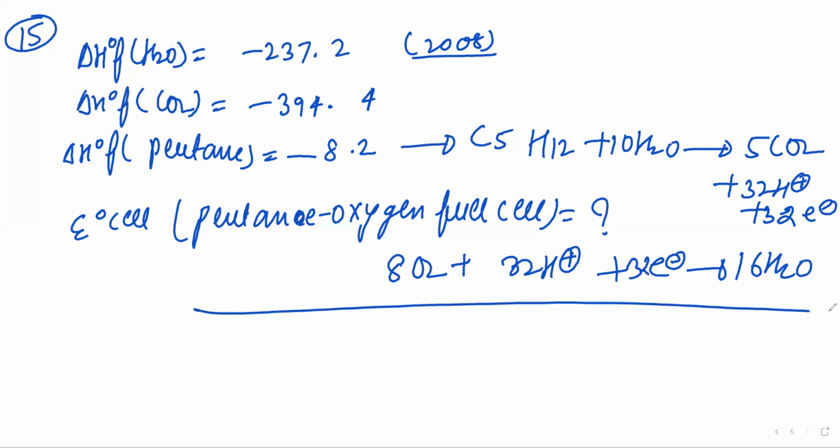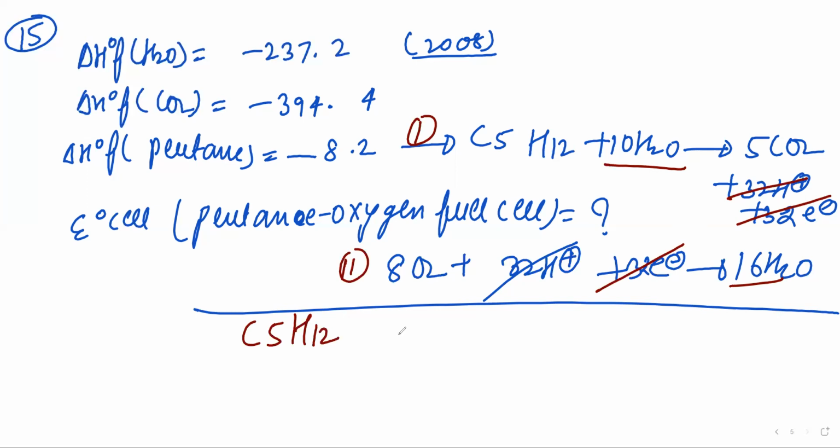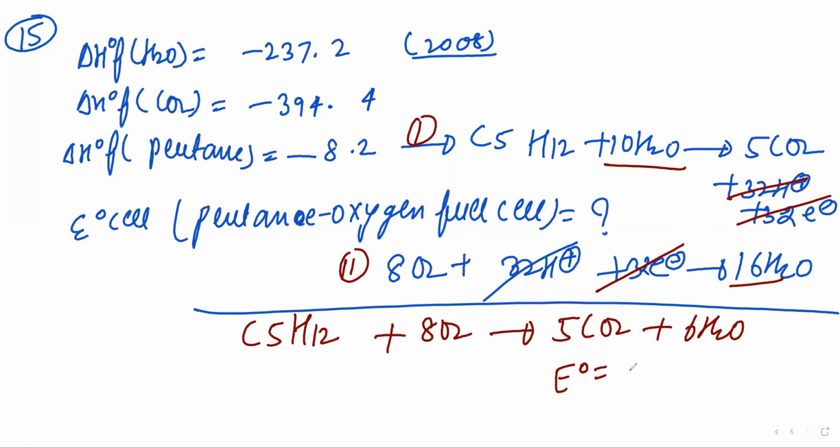So add these two equations. The electrons get cancelled, and the 32 H+ on the left cancels against the H+ on the right. Adding 1 and 2, suppose this is 1 and this is 2, we get C5H12 plus 8O2 producing 5CO2 plus 6H2O. So you have to calculate E naught of this reaction.